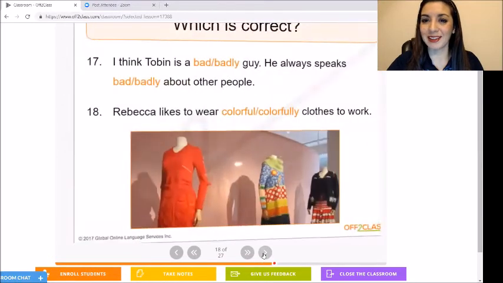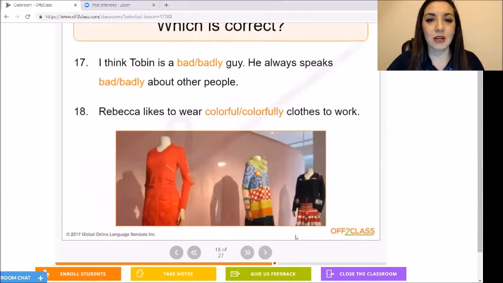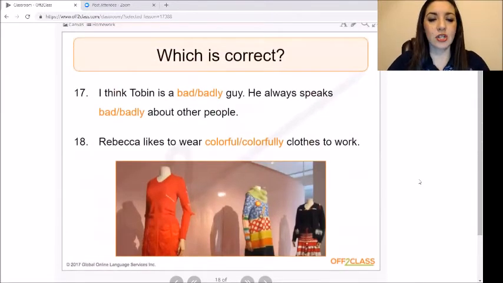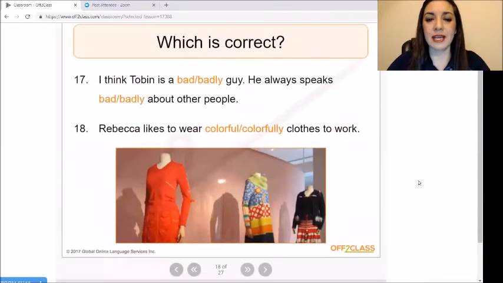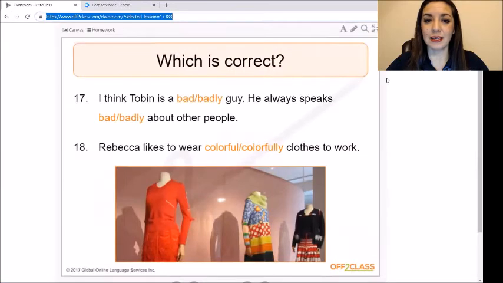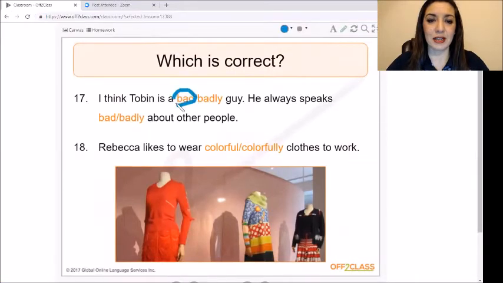So, number 17. All right, which is correct? I think Tobin is a blank guy. I think Tobin is a bad guy. Is a bad guy. Right, because it's in front of a noun. So this is an adjective.